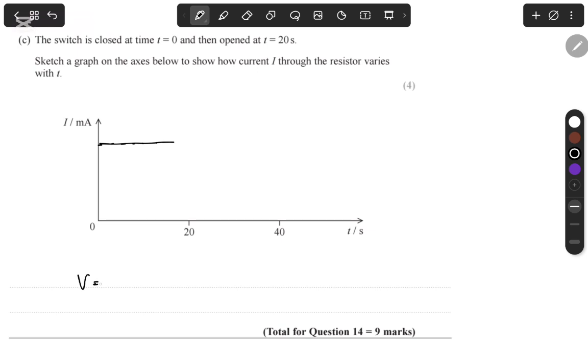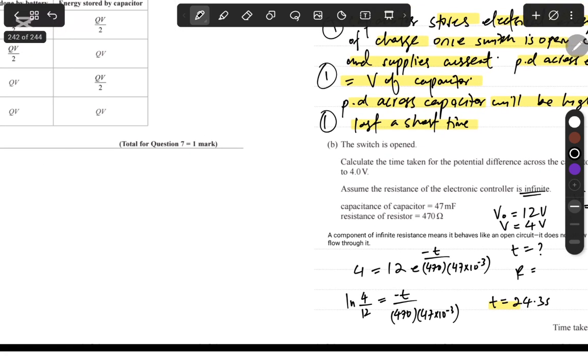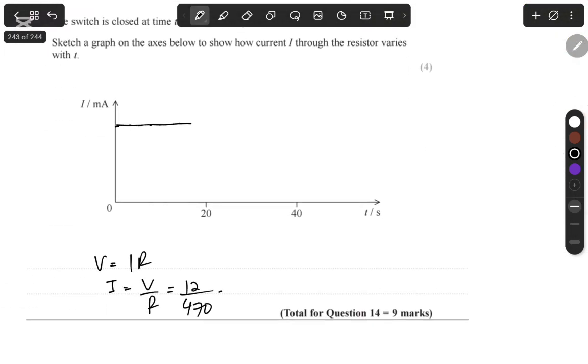So let's find this value here. V equals IR, and I equals V over R. That's going to be 12 over 470. I think that was the value. Let's get this value real quick. So that's going to be 25.53 times 10 to the power of minus 3 amps, and we can say that is 25.5 milliamps. So this is going to be 20, let's say 26 milliamps, and then it's going to exponentially decrease.